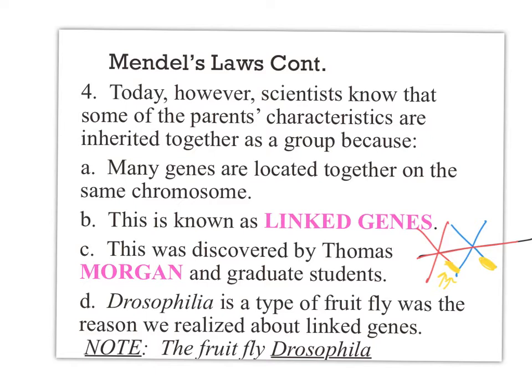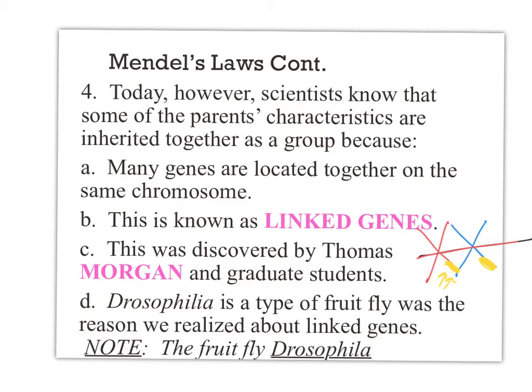If the whole hand goes when crossing over happens, if the whole hand gets swapped with the other hand on the other chromosome, then those 5 fingers, those 5 genes, are going to go together. They're going to be inherited together. So if one is blonde hair and one is blue eyes, then those do tend to be inherited together. So, that is what Thomas Morgan discovered: linked genes.